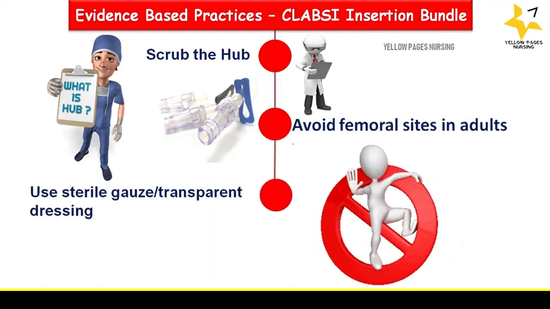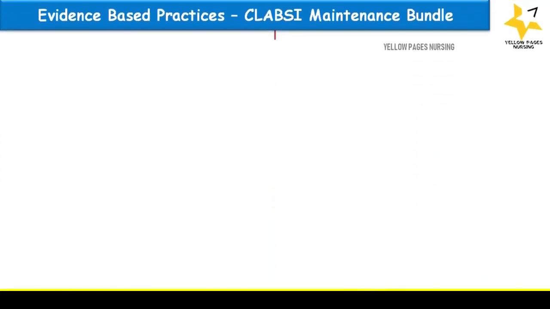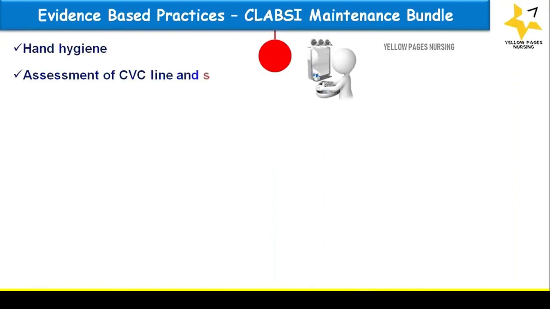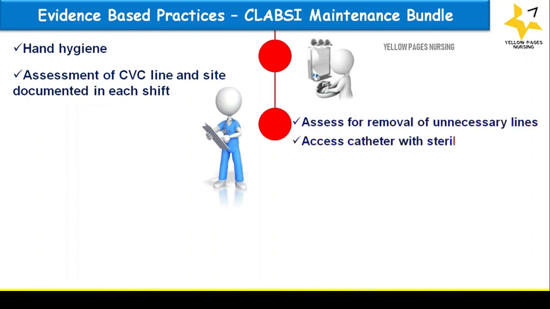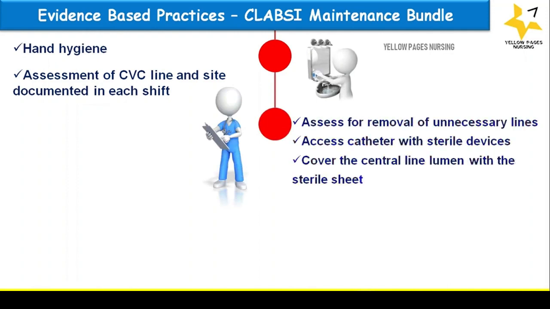Next, evidence-based interventions under the maintenance bundle include performing hand hygiene before doing any task on the central line. Next, assessment of the central venous catheter line and site documented in each shift. Assess the central line site for skin color changes like redness and oozing from the site, and it should be informed immediately to the physician.